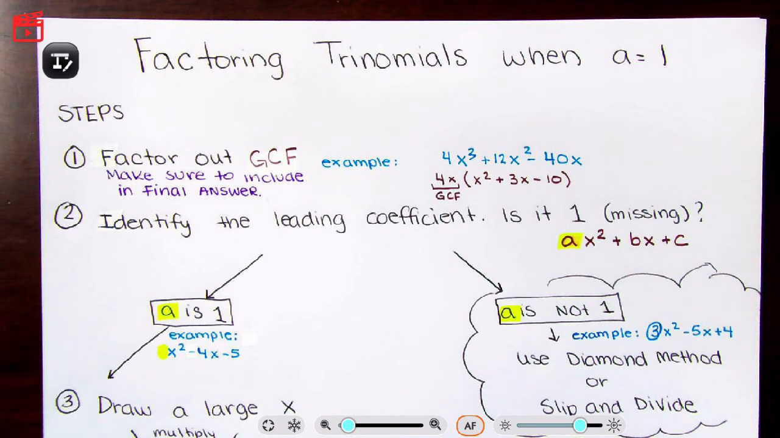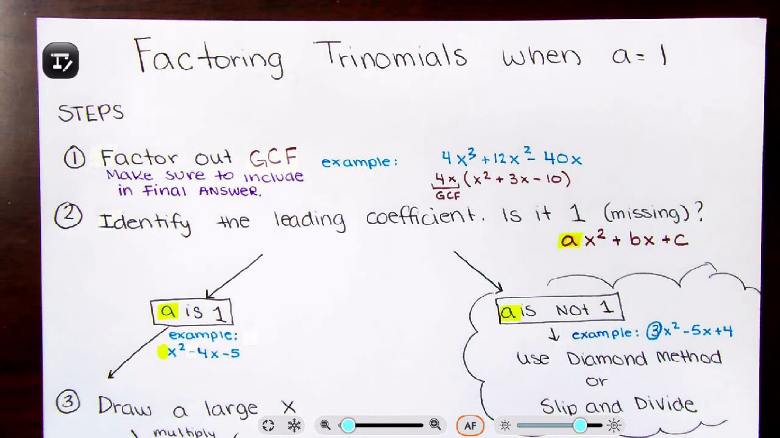Step number 2 is identify the leading coefficient. It is the first coefficient that you see attached to the highest exponent, so in our case the exponent is 2. Is it 1 or is it missing? Is it not there? Is it 1? If it is, then we're going to do the following. If it is not, if it's 2, 3, 4, 1/2, it doesn't matter what it is.